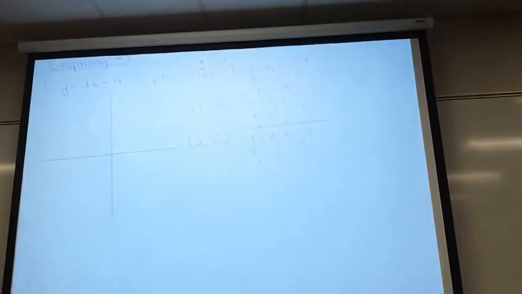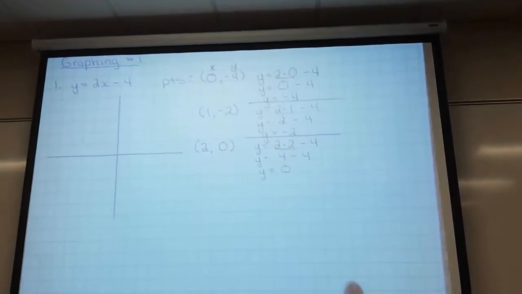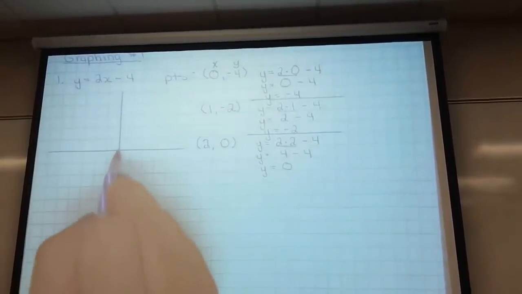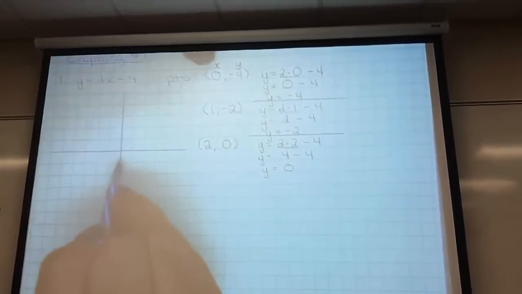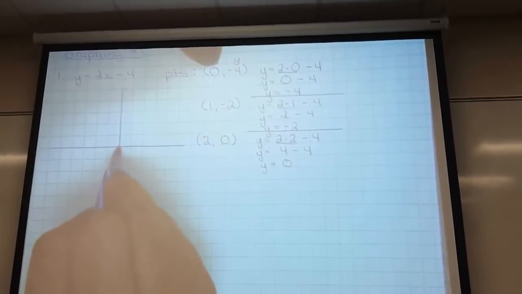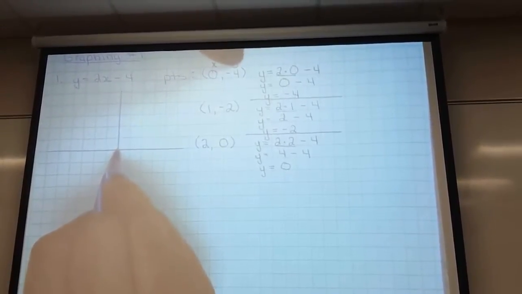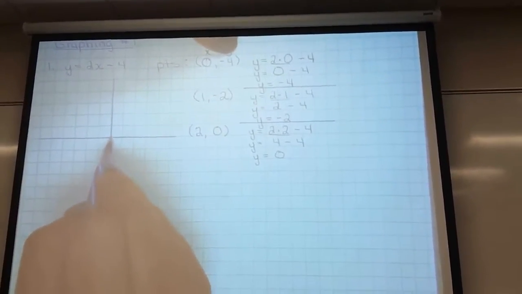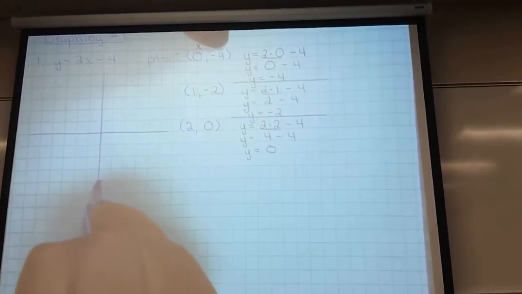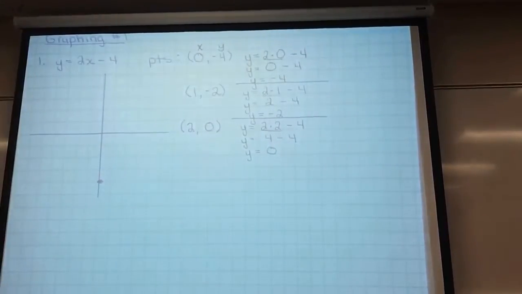All right, so there's my plane. And I'm going to plot each of these points. So I'm going to start in the middle. And let's look at this first one. What would the 0 tell me to do? Stay. So I don't go left or right. And then the -4, would I go up or down? Down. 1, 2, 3, 4. Put your dot. So that is your first point.